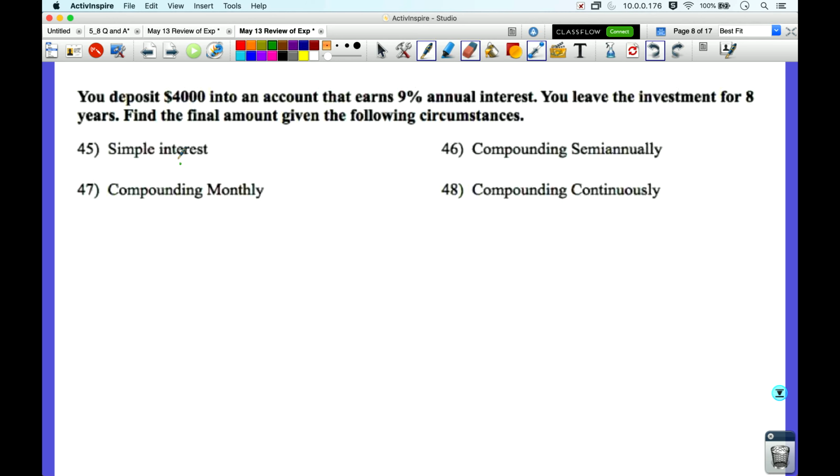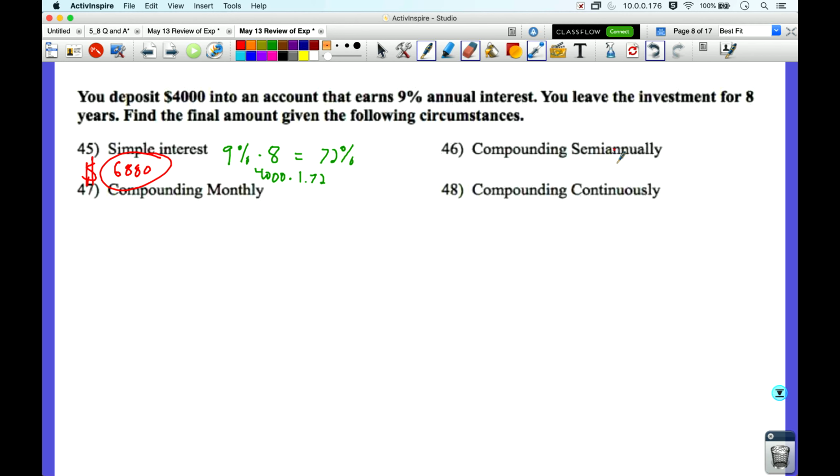So simple interest says, okay, 9% for 8 years, 9% times 8 years. We're going to ignore compounding and just say that getting 9% for 8 years is basically like getting 72% one time. So that means I'm going to take my 4,000 and multiply it by not 0.72 but 1.72. We often forget that 1, but we've got to get our full amount back plus the additional 72%. So 4,000 times 1.72 gets me a final balance of 6,880.